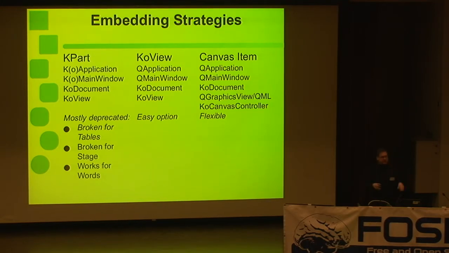What happens if you do that? You have to have a KApplication. You have to have a KMainWindow. And then your whole central area of your window will be taken by the Calligra application. The Calligra application will merge all the menus in the menus of the hosting application. It will try to merge the toolbars. It won't merge, unless you use a KoMainWindow, the dockers and the toolbox.